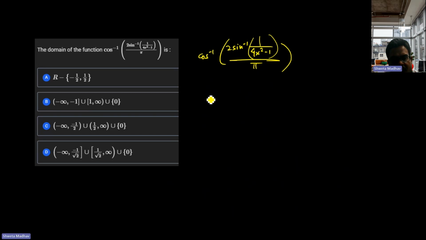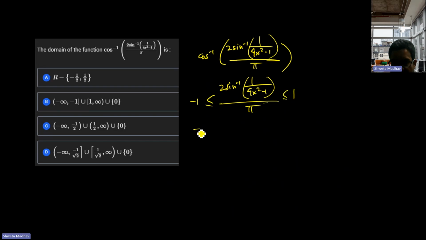Then here it is told the domain of the function cos inverse of 2 sine inverse of 1 by 4x square minus 1 by pi is asked. Okay, so this 2 sine inverse of 1 by 4x square minus 1 by pi should be more than or equal to minus 1 and less than or equal to 1. So therefore sine inverse of 1 by 4x square minus 1 should be more than or equal to minus pi by 2 and less than or equal to pi by 2.